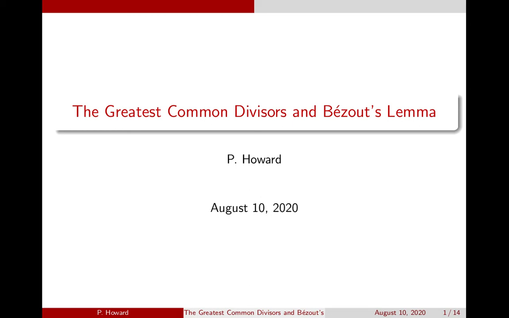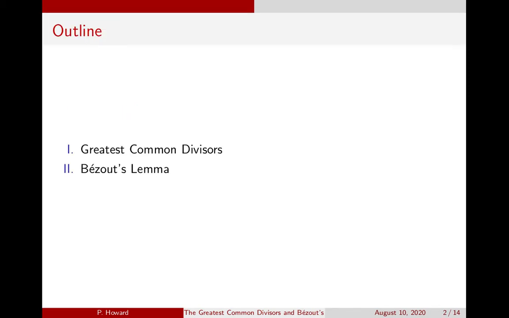We are continuing our study of integer division by looking at the greatest common divisor of two integers and something called Bezout's lemma, which is closely related and has to do with the greatest common divisor. Here's the usual outline. We will first talk about greatest common divisors and then Bezout's lemma.